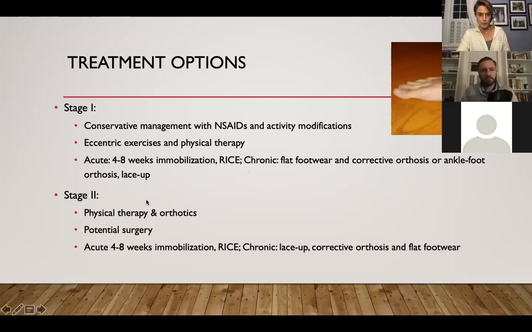So stage 2, same kind of thing. You're starting with these conservative treatment options. This is where the flat foot has now started, but it's not as severe yet. So there's potential for surgery depending on how it's going. There's immobilization and corrective orthotics, but definitely try the conservative exercises and things first.